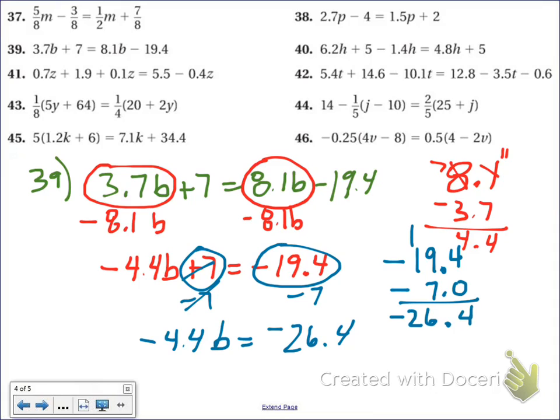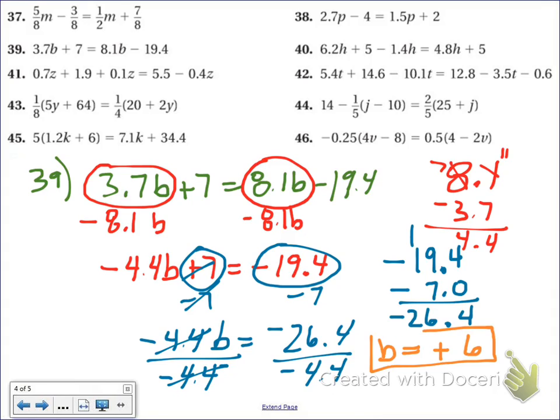So from here, again, you would have to have a calculator to figure this out, but I'm going to go ahead and do it freehand. So you divide by negative 4.4 on both sides, and then you would cross out 4.4 on the left, leaving me with b equals, and then negative divided by a negative is a positive, and 26.4 divided by 4.4 actually works out to be a nice number, 6. So b will equal 6 in this case.